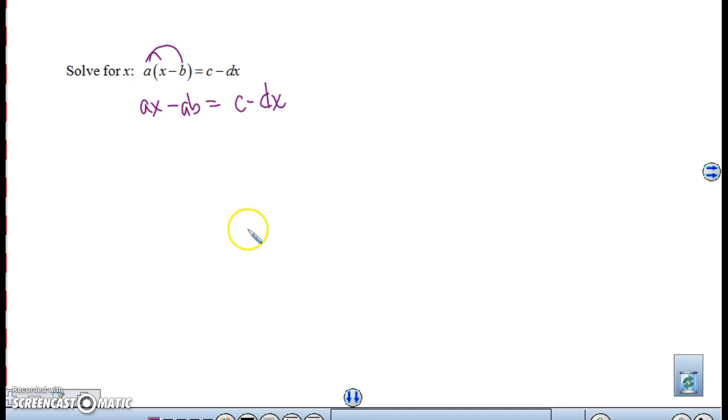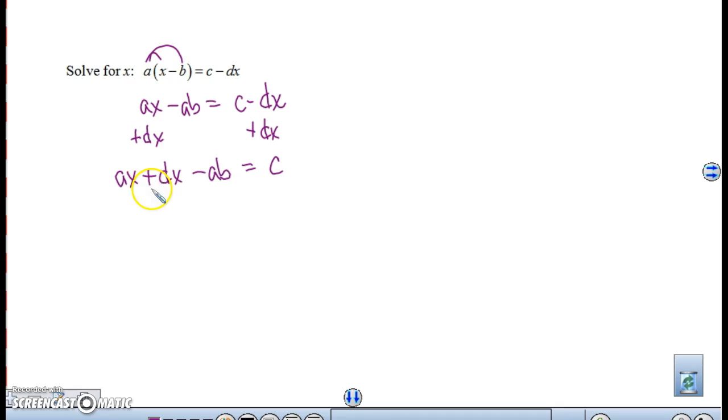Now, we need to get the x's on the same side. I have ax here, I have dx here. I'm going to put the x's on the left-hand side. So I'm going to move this minus dx, I'm going to plus dx. Now, I can't add ax and dx together and combine them into a single number, so I'm just going to write it as ax plus dx minus ab is equal to c.